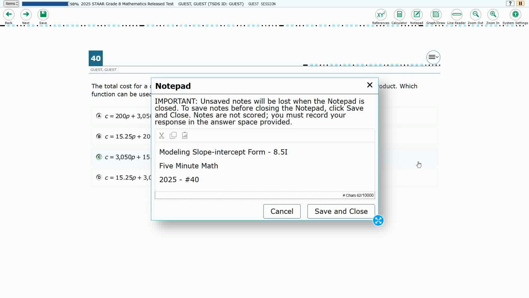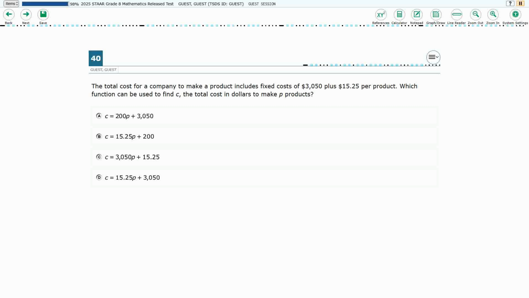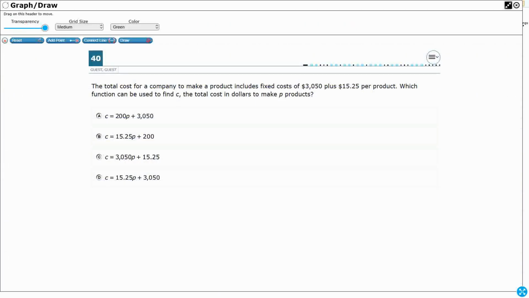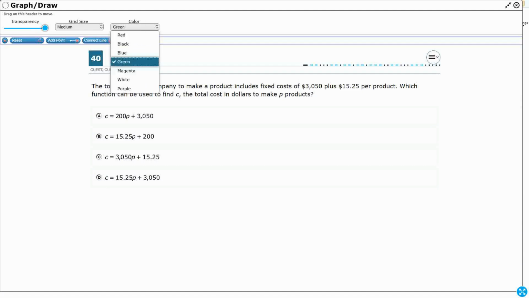Today we are looking at the 8th grade concept of modeling slope-intercept form. This is standard 8.5i in the great state of Texas, and we are using item number 40, the 2025 released STAAR test. If you haven't done so already, please go ahead and take a moment to pause the video, work this problem out on your own, unpause it, and we will look at our answers together.